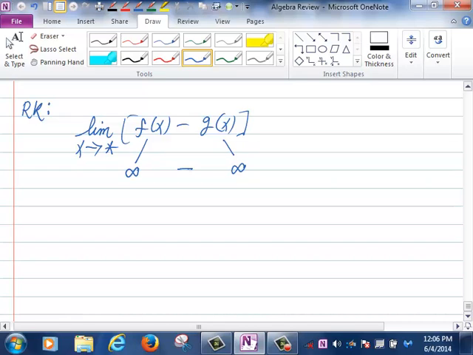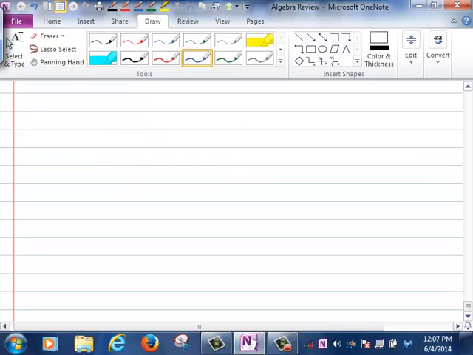Here's why. See, f of x might go to infinity faster than the other one. They are both going to infinity, but one of them might be going to infinity faster than the other one, so that the difference will not be going to 0. Okay, so let me again explain why it's not going to be 0.